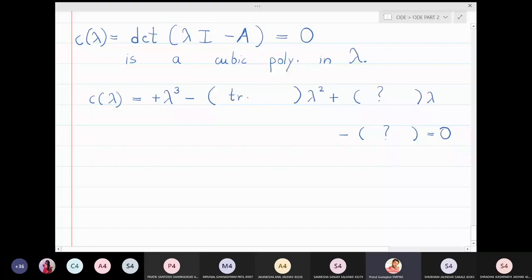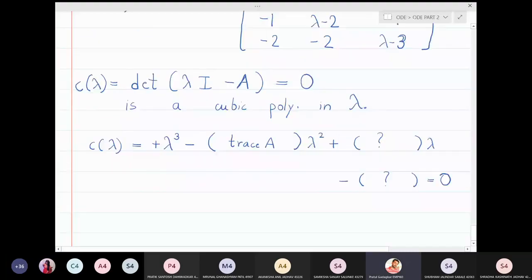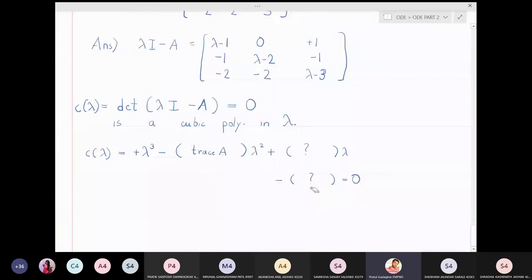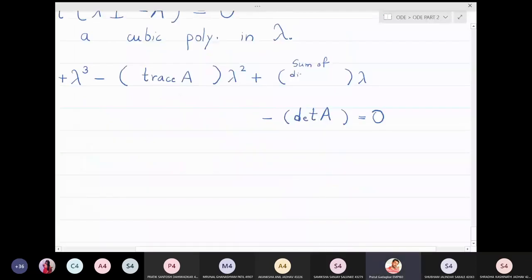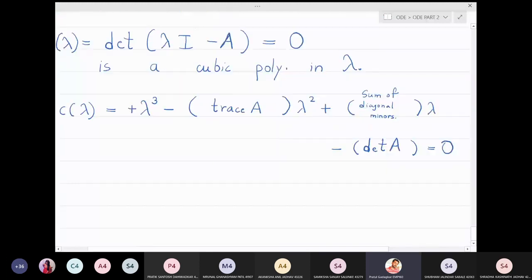Okay, and the last term, which is having a negative sign, that also comes up to be the same thing, which is the determinant of the matrix. The only one which is controversial is the coefficient of lambda, which I will write here, it is called the sum of diagonal minors. Okay, so let us use this formula and try to find the characteristic polynomial of this particular matrix.